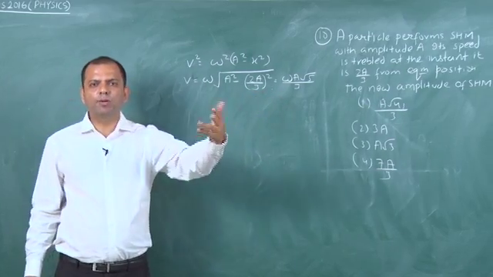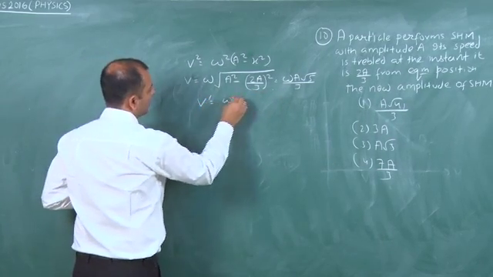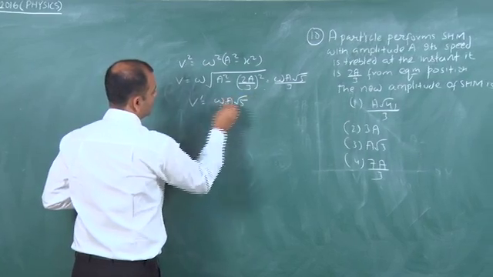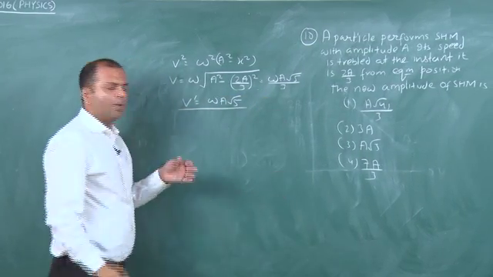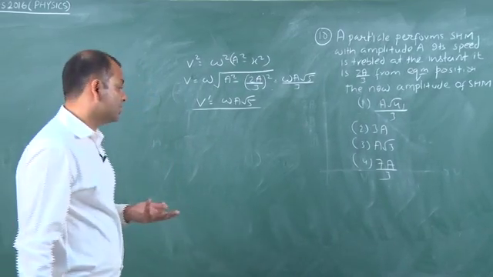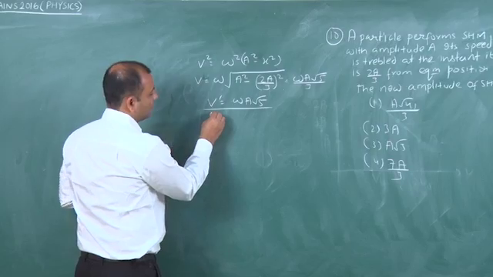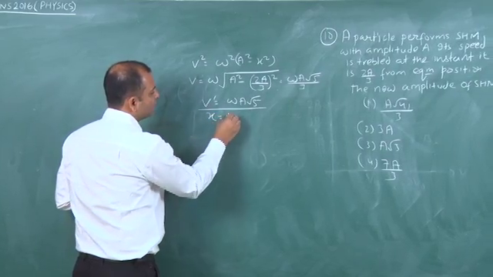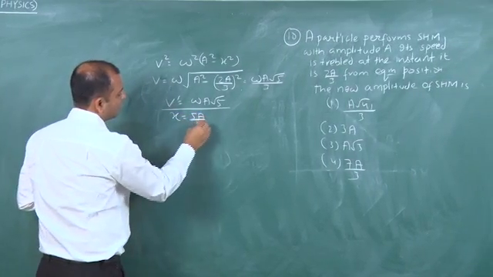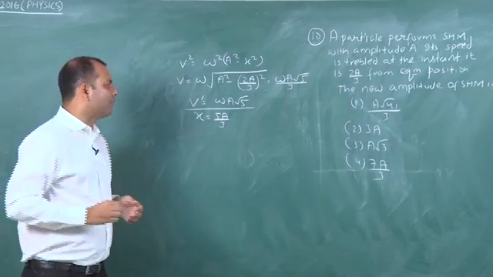This velocity is trebled. So, what is the new velocity? The new velocity v prime is omega a root 5. Now, notice that if the velocity is trebled, what will happen to omega? Nothing. Omega will remain the same, but obviously the amplitude will change. Now, at this instant, the displacement still is 2a by 3. The angular frequency of SHM is the same omega. So, how do you find the new amplitude?